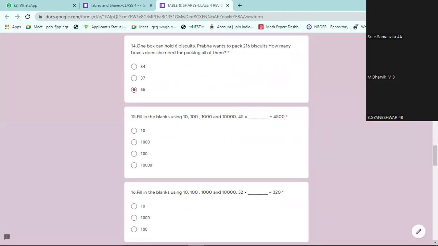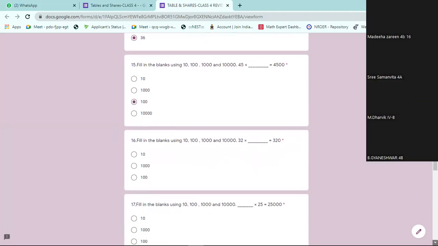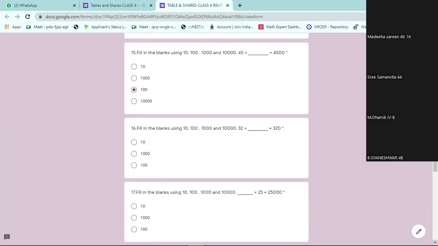Next question is 45 into something is given 4,500. So 45 is here, 45 is here. Extra 2 zeros you are getting, means you are multiplied by 2 zeros. That is 100. How many zeros you are getting, those many tens. 2 zeros means 100. It is multiplied by 100. It's very easy. Just use the logic.